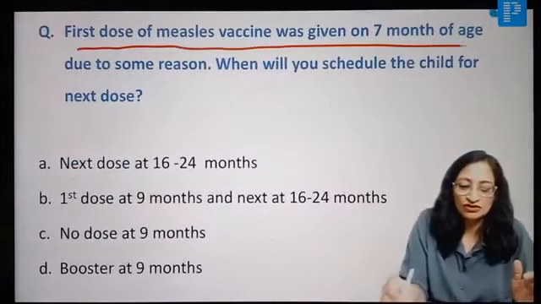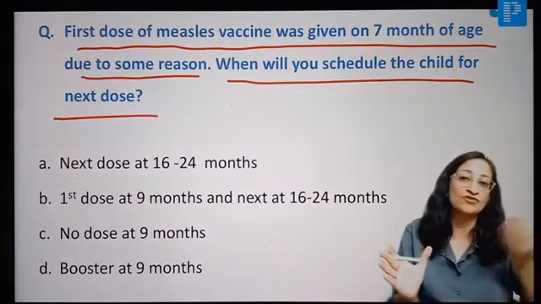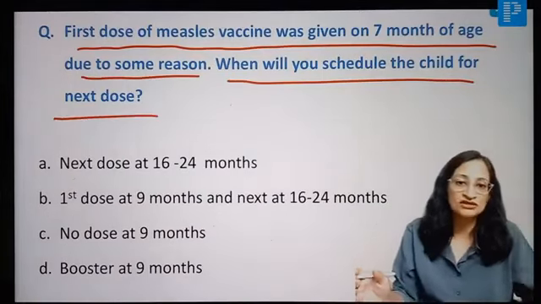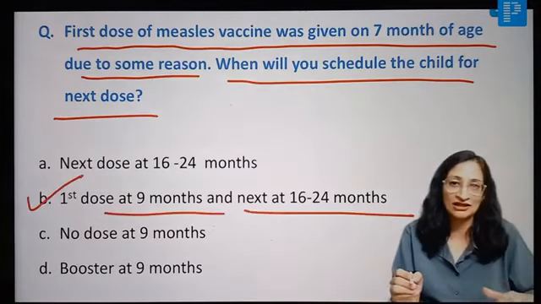First dose of measles vaccine was given at 7 months of age due to some reason. When will you schedule the child for the next dose? If you give a first dose of measles before 9 months, we do not count that dose. So you must give the first dose again at 9 months and then the next dose at 16 to 24 months, remember. Okay, right?